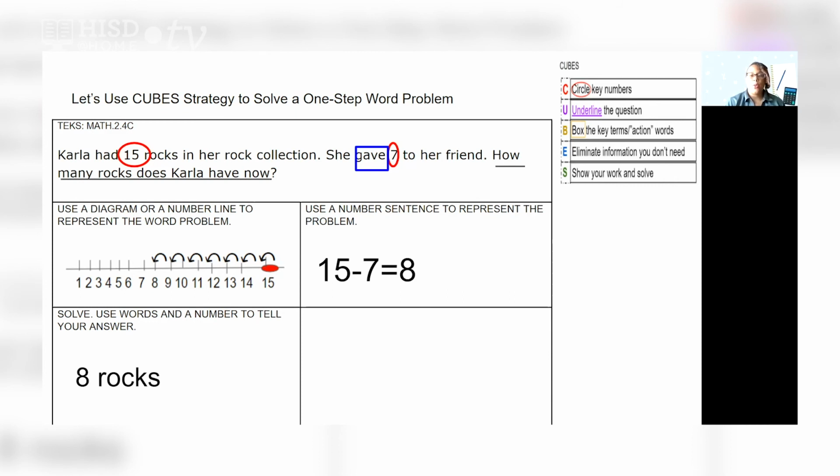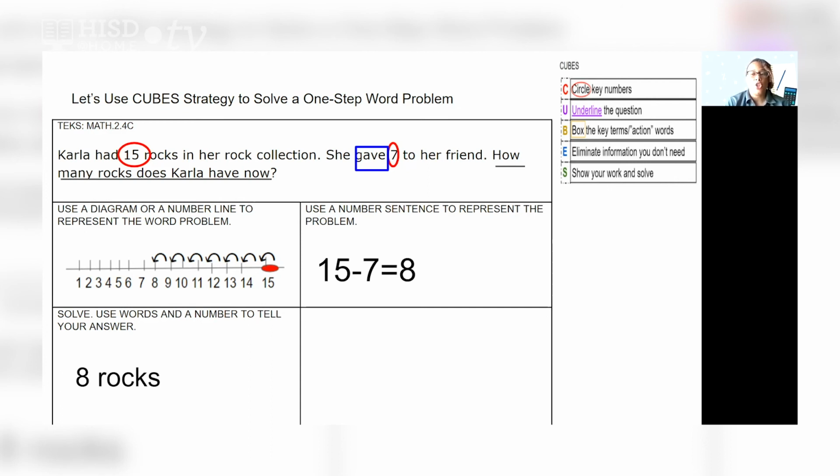A U so that you underline your question. A B to box the action word and key terms. A E to eliminate the information, and you would just draw a line through it if you had something to eliminate that was extra. And that S to show your work and solve.